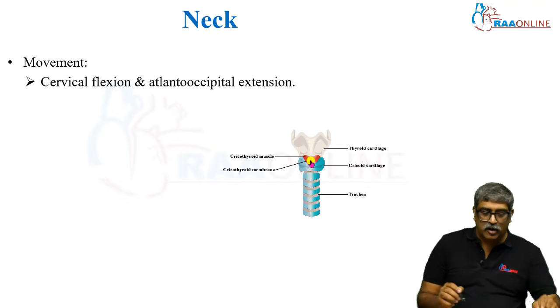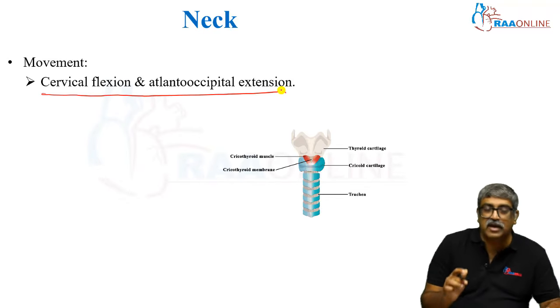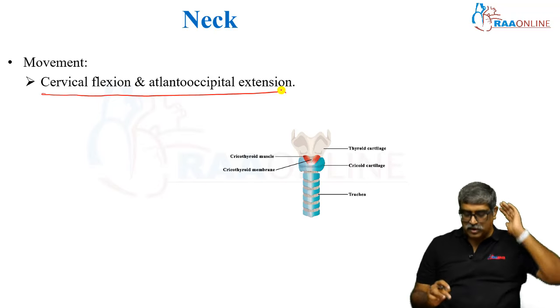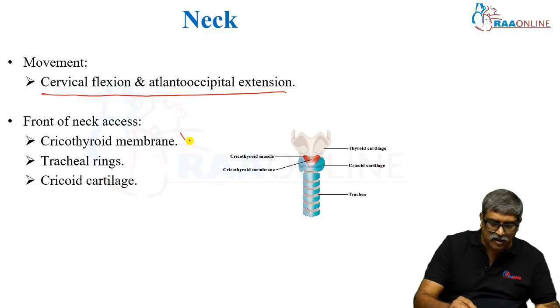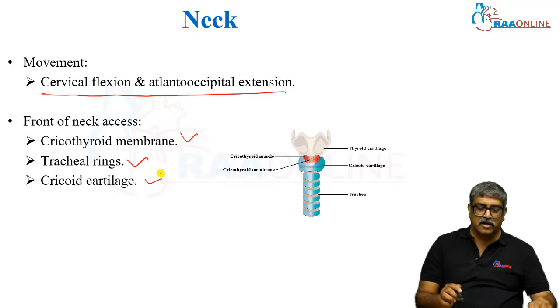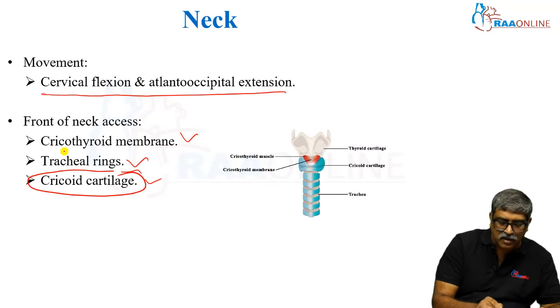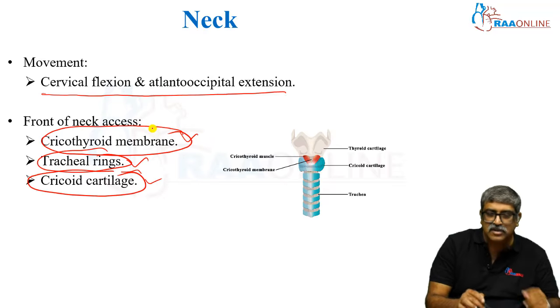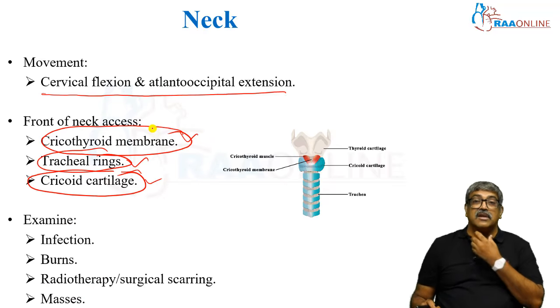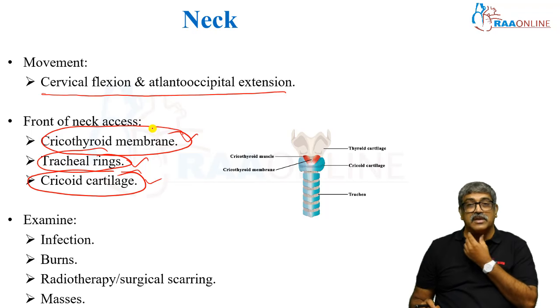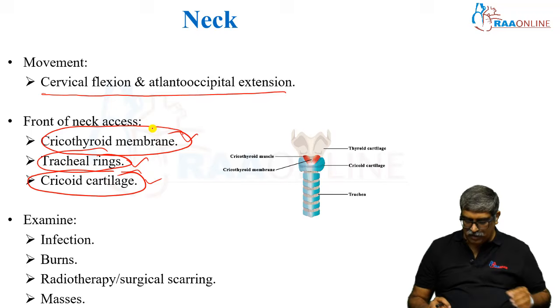And in the neck, you have to look for the movement of cervical flexion and atlanto-occipital extension. Front of neck axis, as I said earlier: cricothyroid membrane, tracheal ring and cricoid cartilage. This is for cricoid pressure, tracheostomy, and this is for emergency cricothyroidotomy. And you have to examine the neck for infection, burns, radiotherapy, surgical scarring and any mass. The thyroid might have a huge swelling and you have to look for the neck mass.